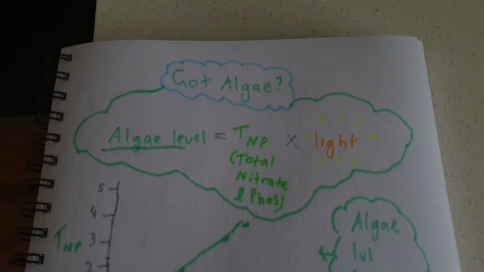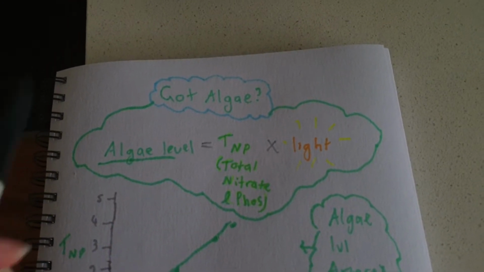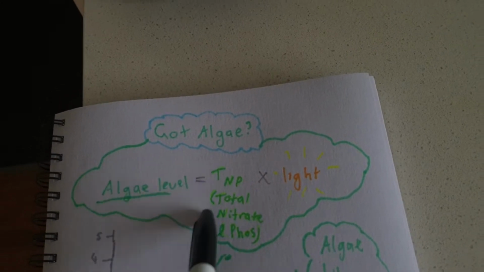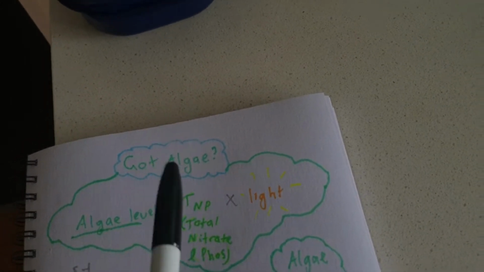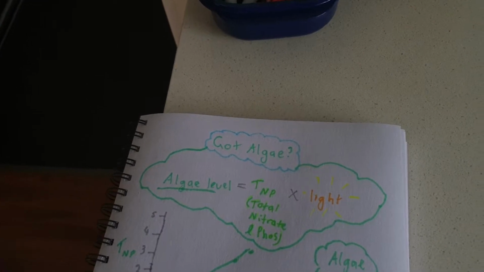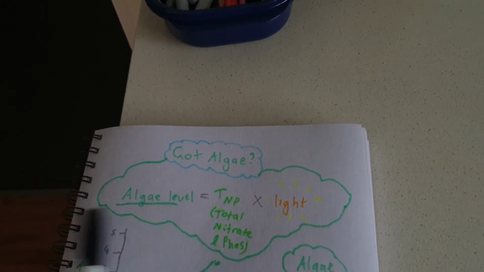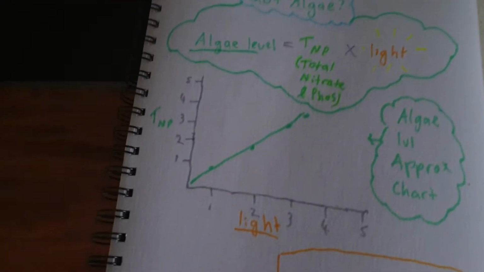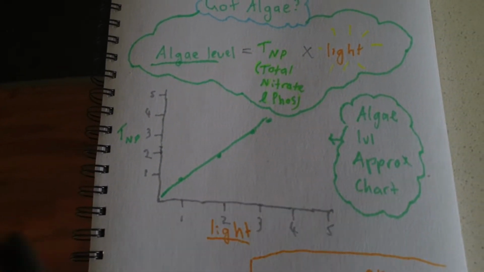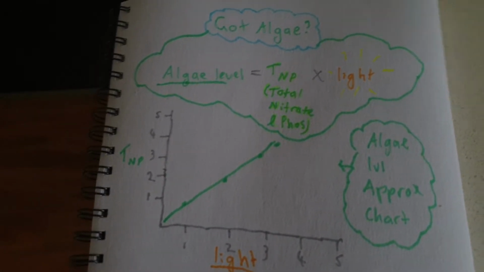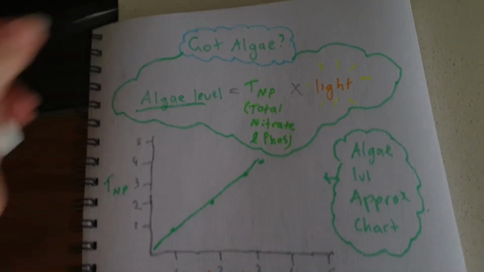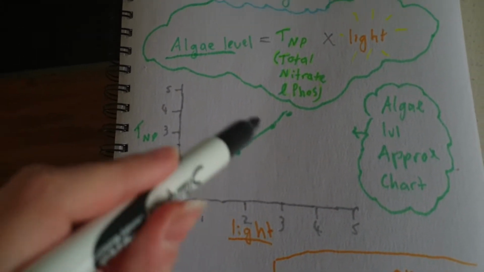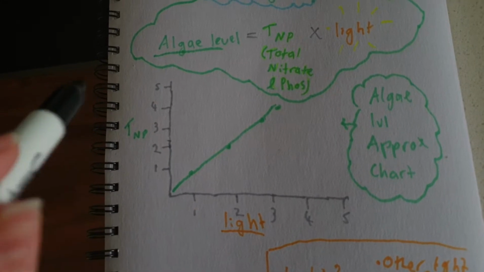So, the algae level is equal to the total nitrate and phosphate, so nutrient levels, times light. This is the whole concept of what causes algae. So it's the nutrients times light level. As you can see, the higher light you have, when added with nutrient levels, the higher the algae level will be.